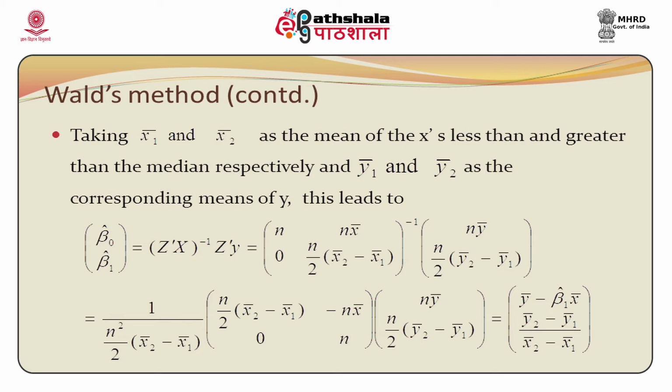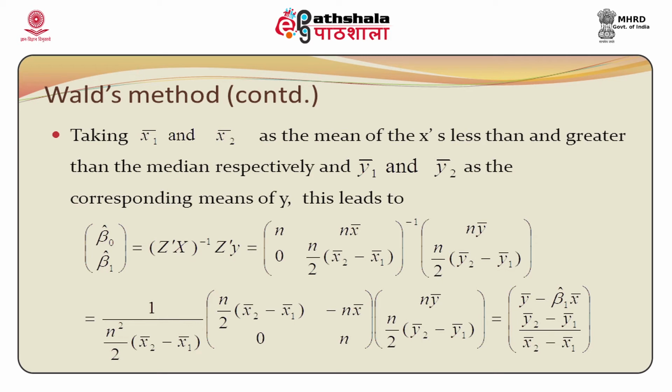And then if you do the inverse, you know that you are looking at a 2 by 2 matrix, you take the inverse, and after some calculations you get beta 1 hat as y 2 bar minus y 1 bar by x 2 bar minus x 1 bar, and beta naught hat would be y bar minus beta 1 hat x bar. So, this would be the Wald's solution to the instrumental variable technique for errors in variables.